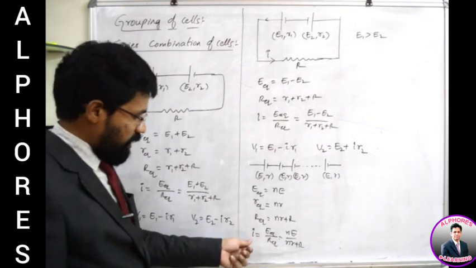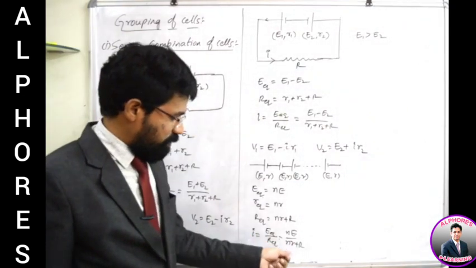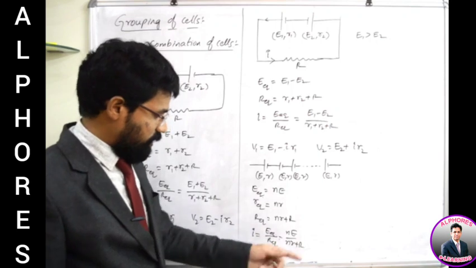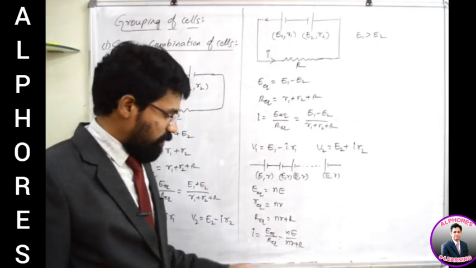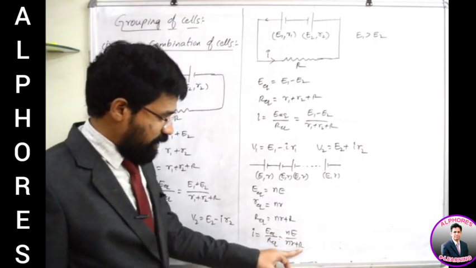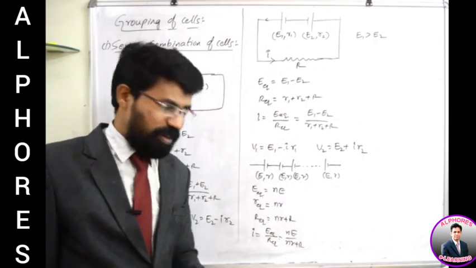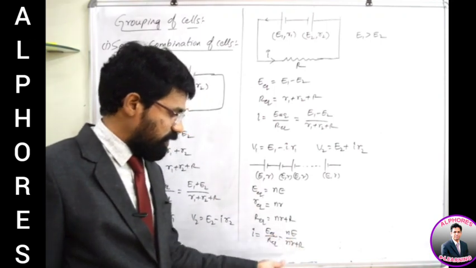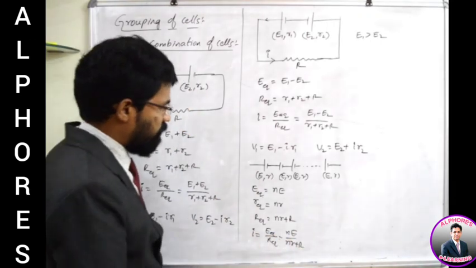Whether the current I is maximum or minimum can be decided by this denominator. If the external resistance R is extremely large when compared to small r, you can ignore this nr. If the external resistance value is very much smaller when compared to nr, you can ignore R. Then n gets cancelled, and you will have I as E by r. So like that you can make modifications.